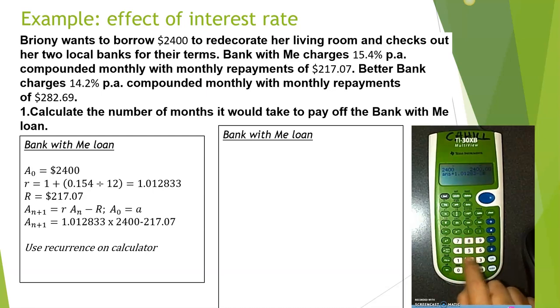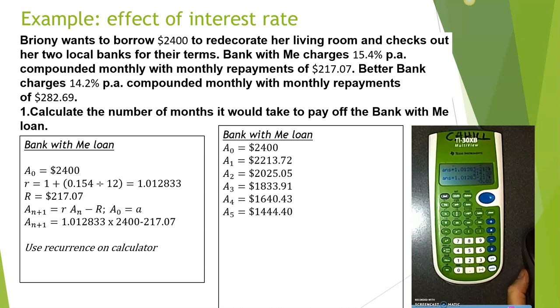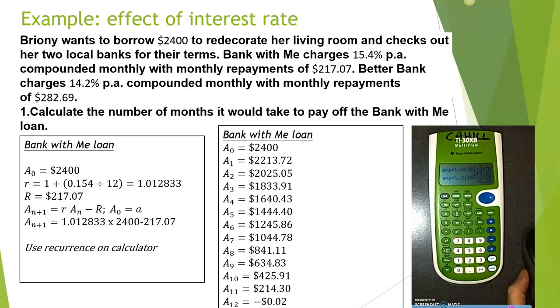0.1283, take away our payment 217.07, 1, 2, 3, 4, 5, 6, 7, 8, 9, 10, 11, 12. So 12 payments will have 2 cents that we've paid too much. So here they are here. And we can see that the 12th one has been nil balance. So it will take 12 months to pay off the loan with Bank with Me.